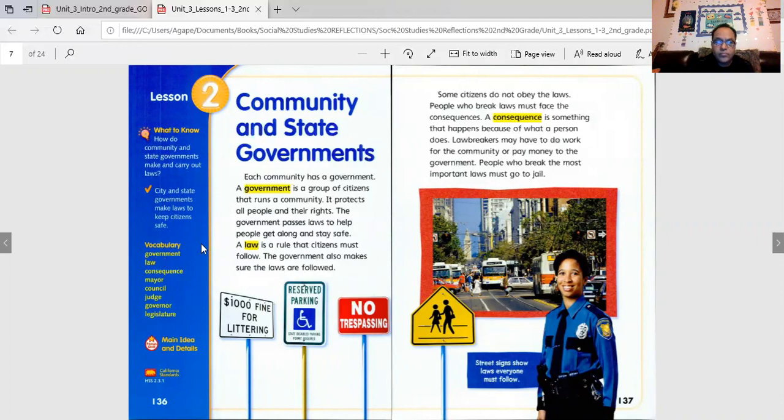Government, law, consequence, because there's a consequence when you break laws. Mayor, council, judge, governor, and legislator. Every state has a governor. Every city has a judge, a council, and a mayor.